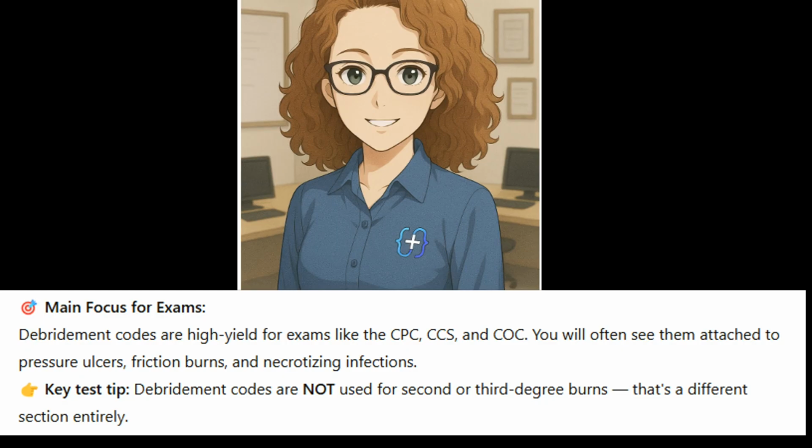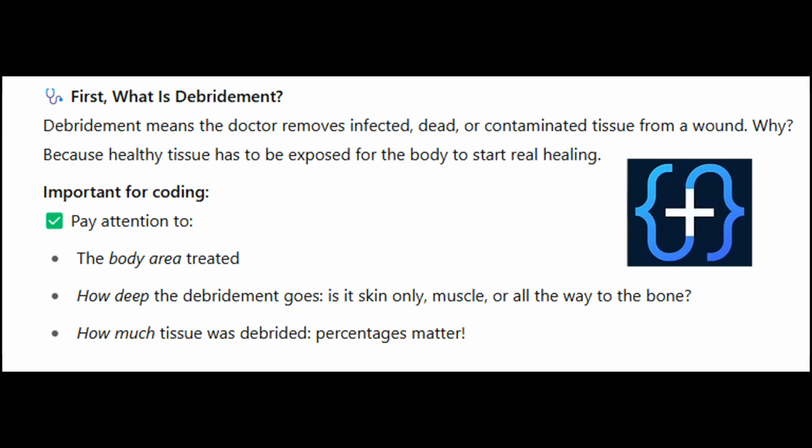You will often see them attached to pressure ulcers, friction burns, and necrotizing infections. Key test tip: debridement codes are not used for second or third degree burns. That's a different section entirely. First, what is debridement? Debridement means the doctor removes infected, dead, or contaminated tissue from a wound. Why? Because healthy tissue has to be exposed for the body to start real healing.